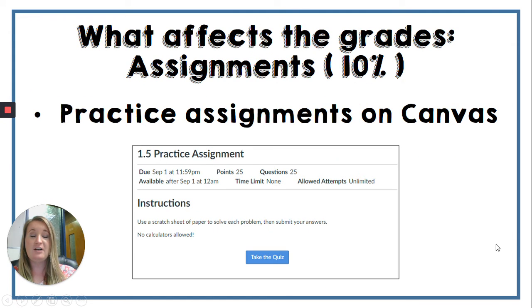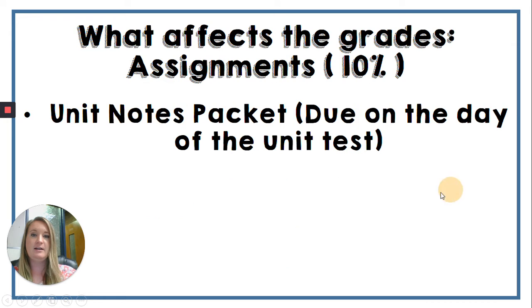I also wanted to go over what affects their grades. So assignments are 10% of their grade, and part of the assignments include practice assignments on Canvas. So far, the only one they've done is a 1.5 practice assignment, and it's called that in Skyward, and it's called that on Canvas as well. And if they missed that or want to redo it, you just go back to Module 1.5 and click on the link to the 1.5 practice assignment.